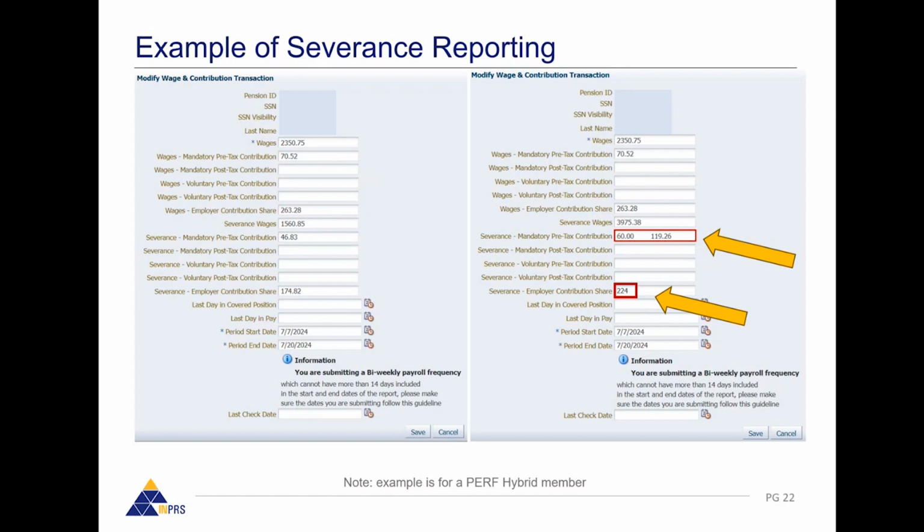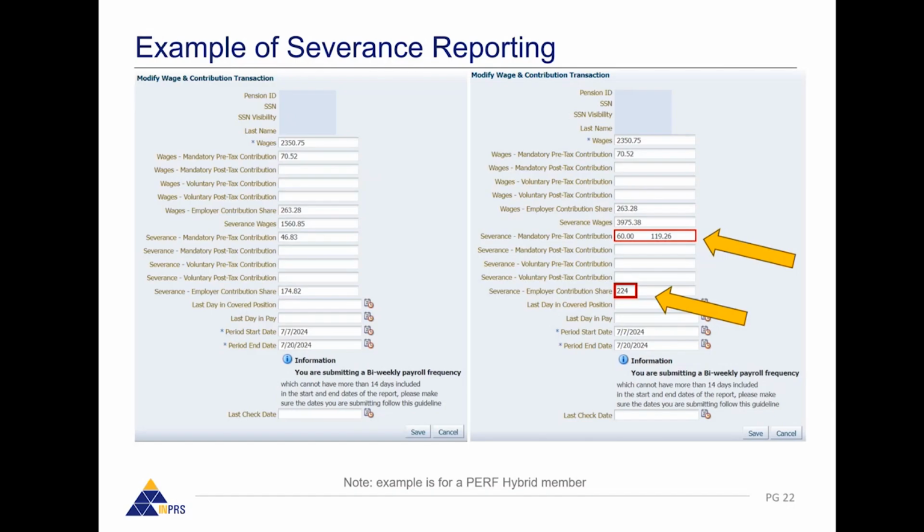So in this example, it is up to you as the employer whether or not you want to grant that additional money for that mandatory contribution. Since that is a pre-tax unit, that means it is being paid by the employer. But you're only required to pay the $60 for that mandatory contribution on those severance wages.